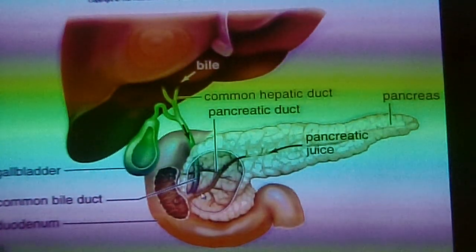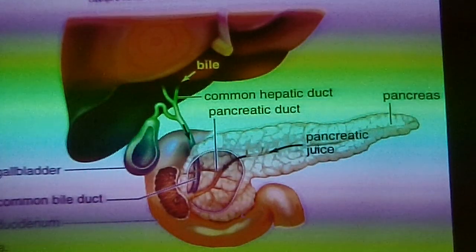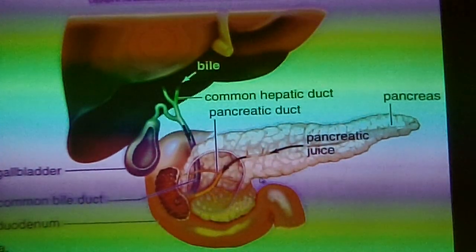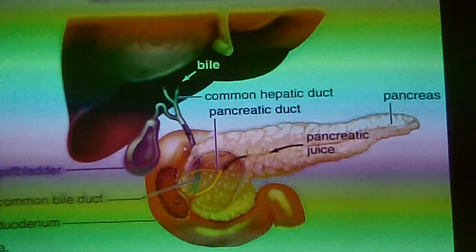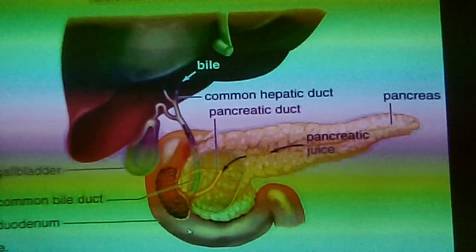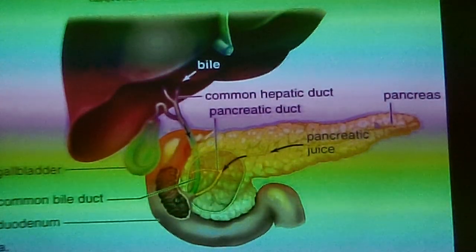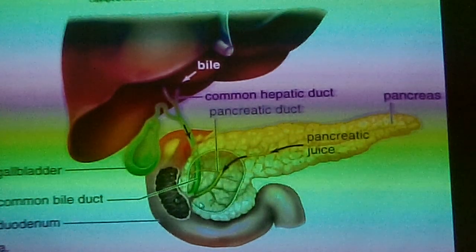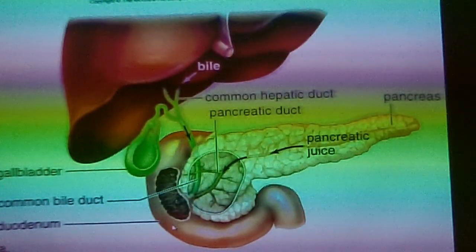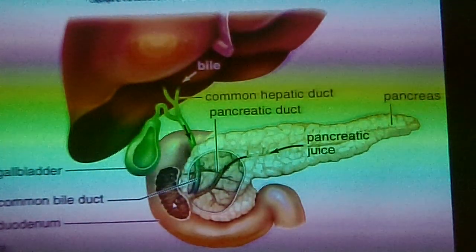Pancreas. Oh, by the way, there's another organ that you should probably know about. It's called the pancreas. It sits right here connected to the first part of the small intestine. And the pancreas squirts a whole bunch of enzymes as well into the small intestine to break down the food.